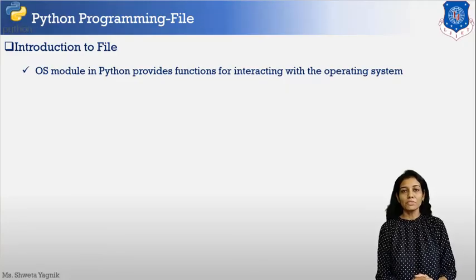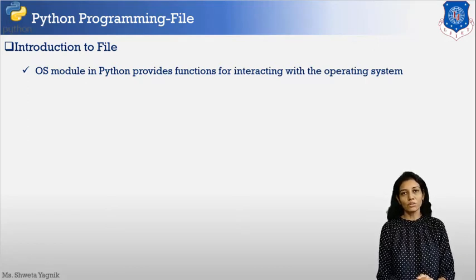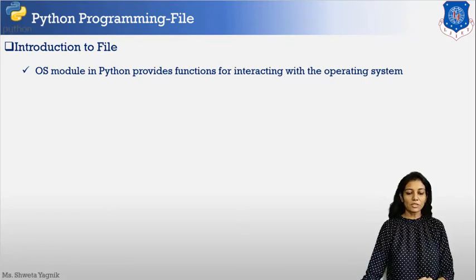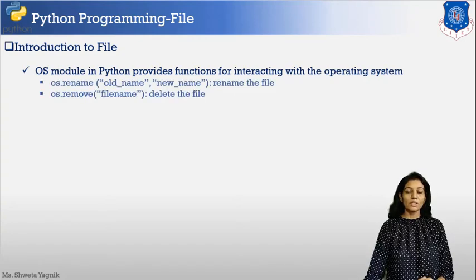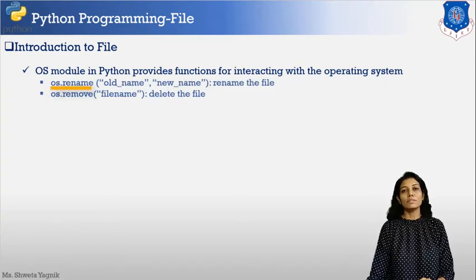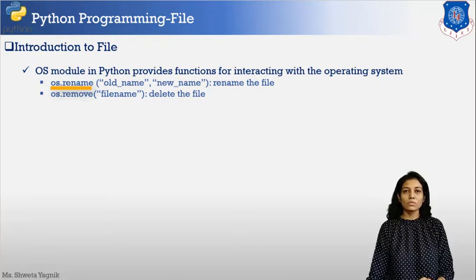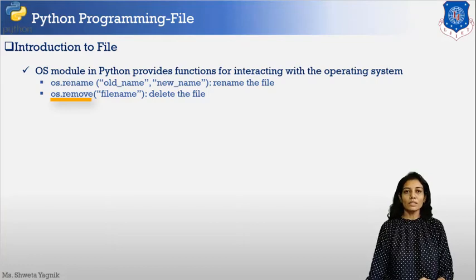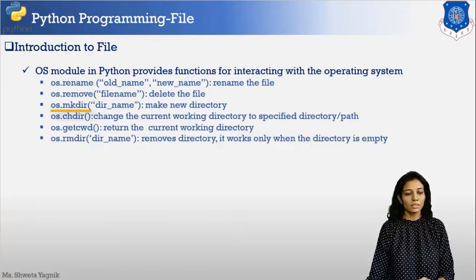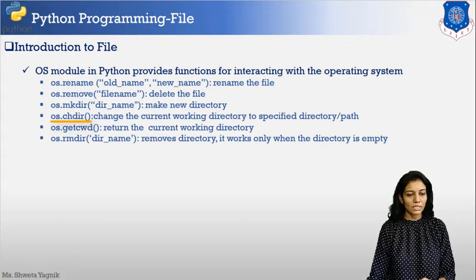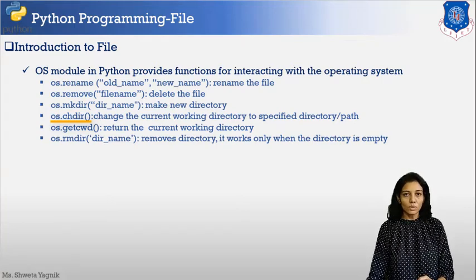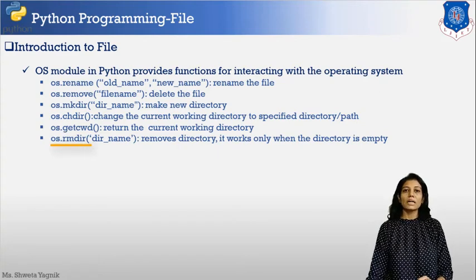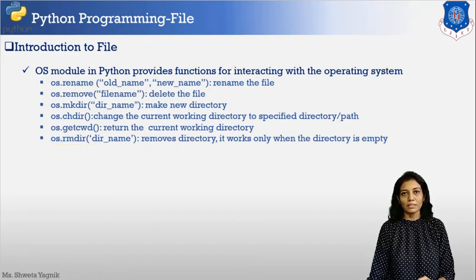Now we will see some of the functions which are supported by the OS module of Python. The functions supported by this module are: first, os.rename, that will rename the file. Next, os.remove, that will remove the specified file. We also have functions to make a directory, change the directory, get the current working directory, and remove a directory. These functions are defined within the OS module of Python. So let's explore practically how to use them.